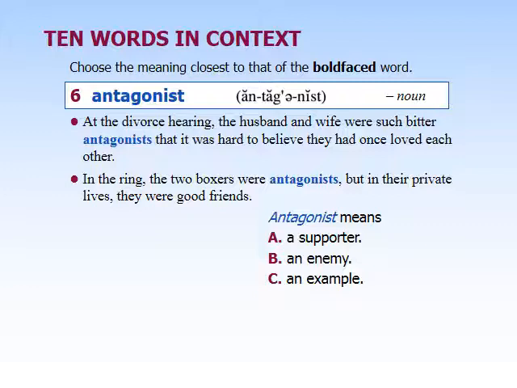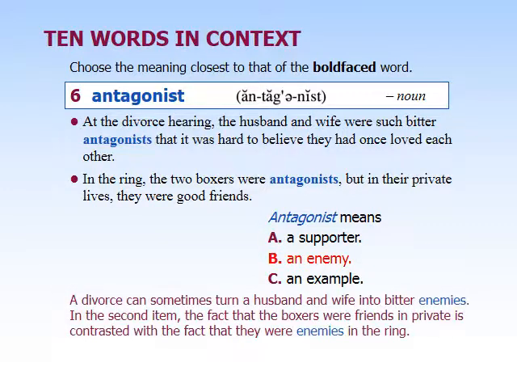Our next word here is antagonist, and this one is a noun. So I said before that this -ist means a person who does something, and a person is always a noun. At the divorce hearing, the husband and wife were such bitter antagonists that it was hard to believe they'd once loved each other. In the ring, the two boxers were antagonists, but in their private lives, they were good friends. So an antagonist is an enemy.